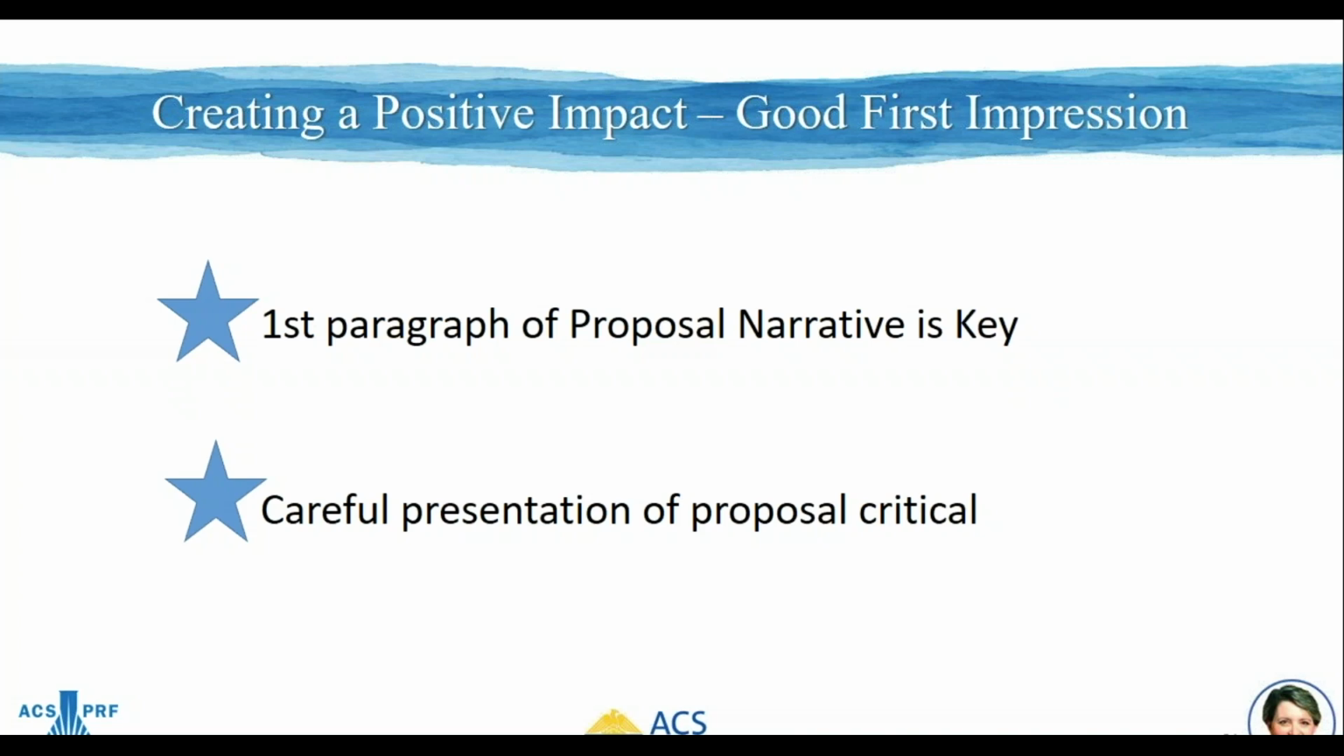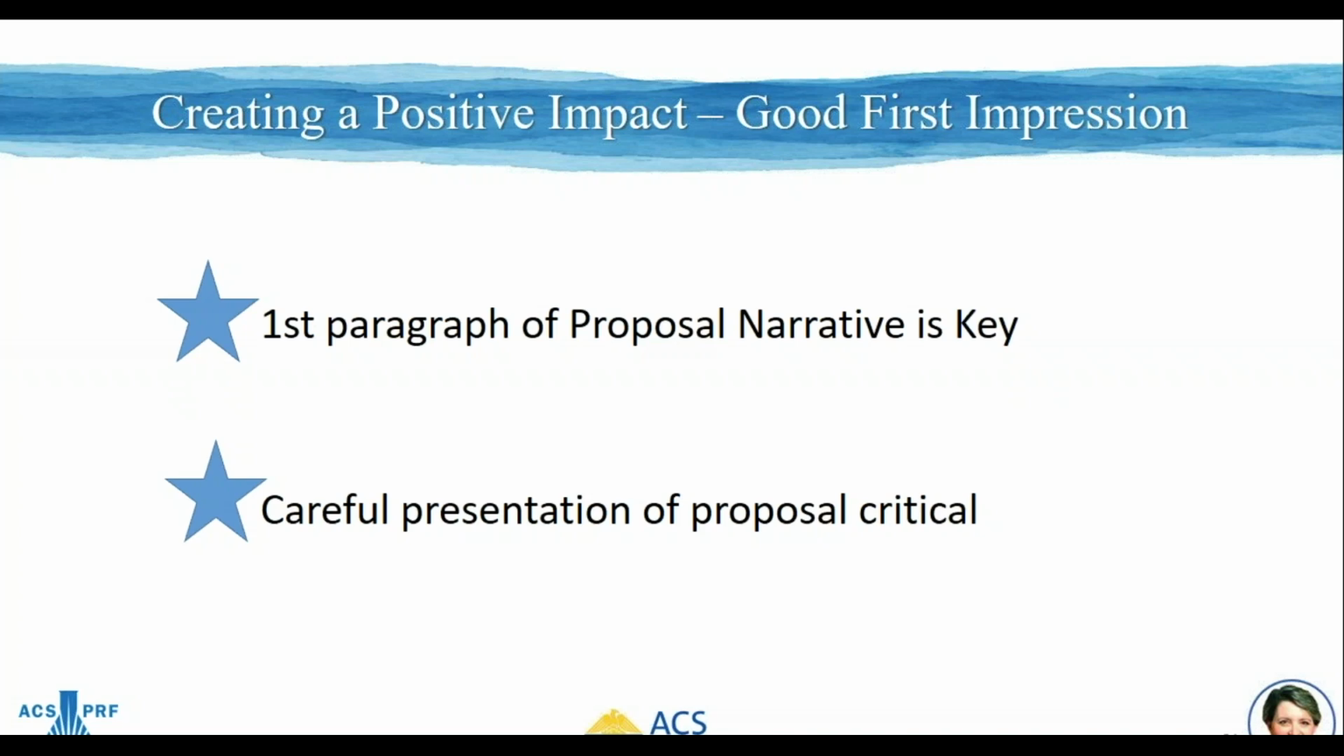You need to start, and I'll have an example here in a couple of minutes, focusing the reviewer and the decision maker on where you want to go with this. What's the problem you're studying? Why are you studying it? What's the importance here? That first paragraph is very critical to focus the reader on the importance, where it's going, why it's being done.